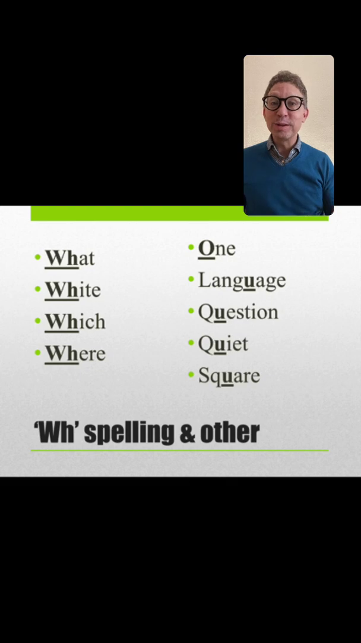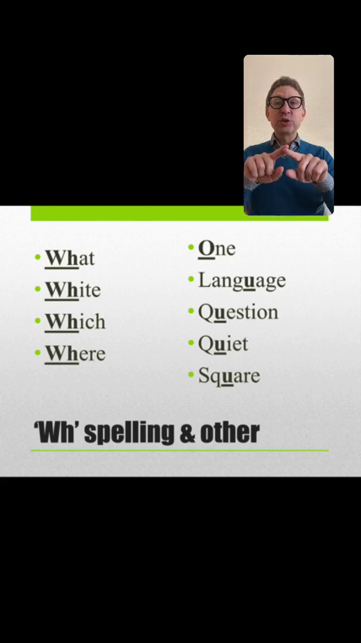That last syllable is also tricky. Listen, language, language, question, question, quiet, quiet, square, square.